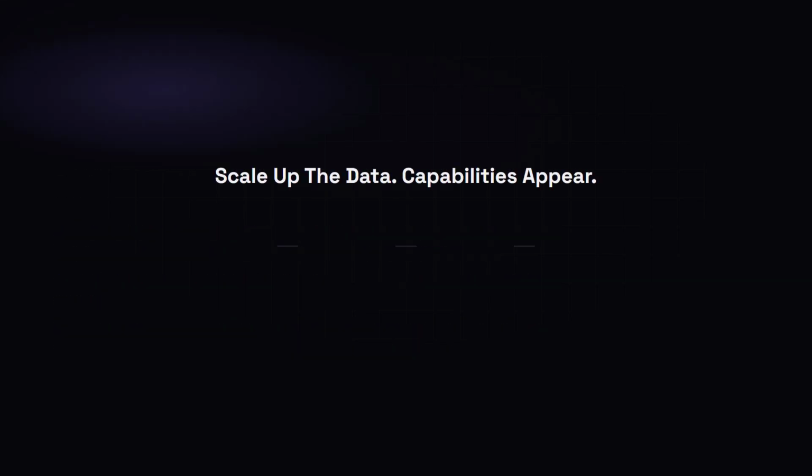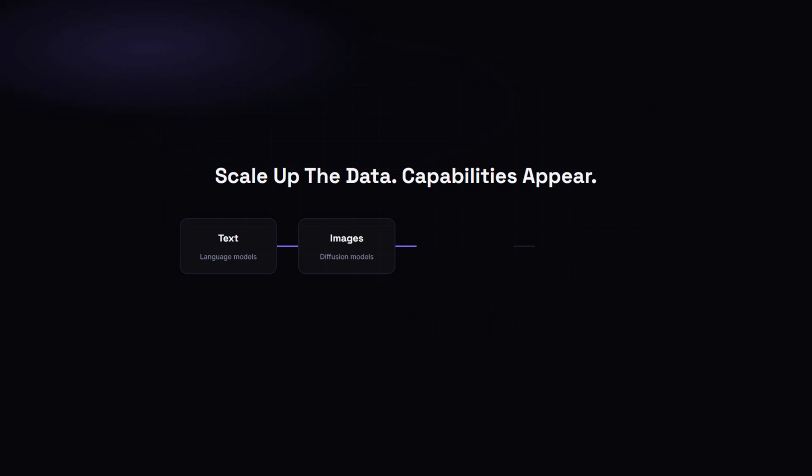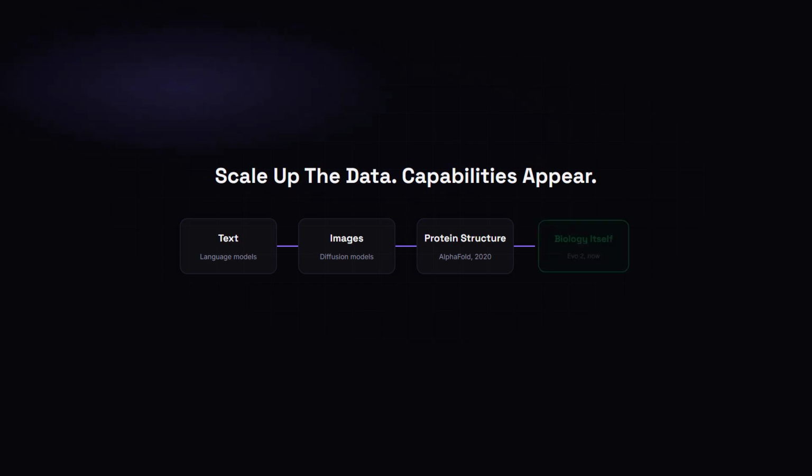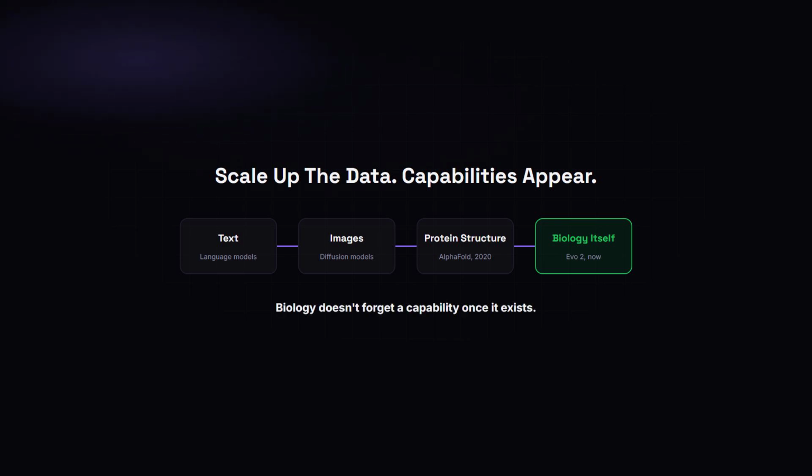If this feels familiar, it should. It's the same story that's played out everywhere else in AI over the last few years. Scale up the data, scale up the model, and capabilities appear that nobody explicitly programmed in. It happened with text, it happened with images, then it happened with protein structure, when AlphaFold solved a 50-year-old biology problem just by learning patterns in existing protein data. Evo 2 is the same idea pushed one level further, not just reading biology, but writing new biology that has never existed. And biology doesn't forget a capability once it exists.